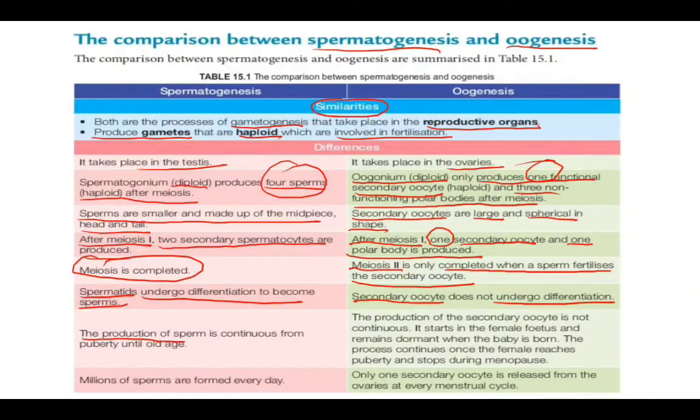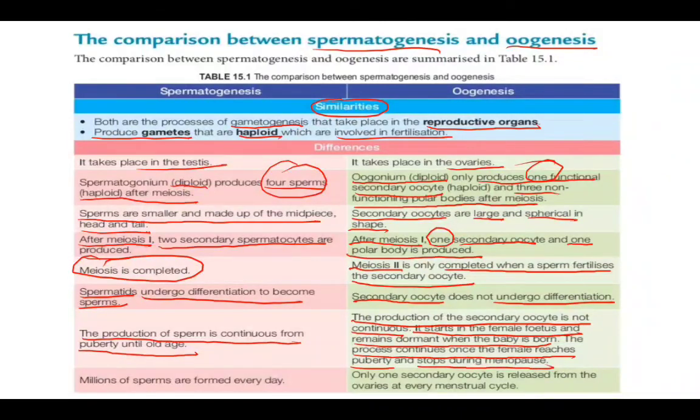The production of sperm is continuous from puberty until old age. The production of secondary oocytes is not continuous. It starts in the female fetus and remains dormant when the baby is born. The process continues once the female reaches puberty and will stop during menopause.